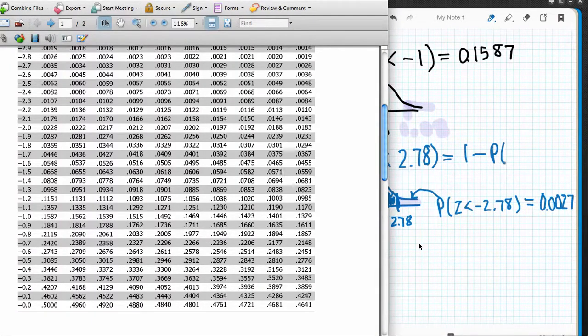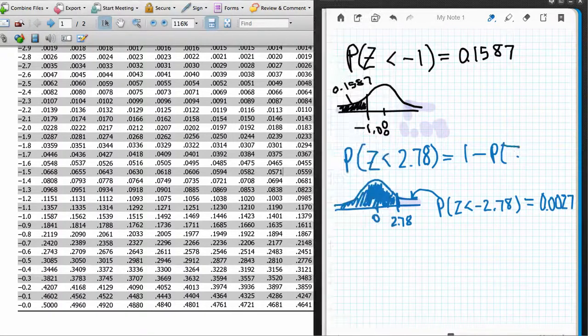So I'm going to do 1 minus this probability down here of a negative 2.78. My z is being less than a negative 2.78, and I can put it in that way, or I could even say greater than a positive 2.78. It doesn't really matter. This is going to be 1 minus 0.0027. Now you can put that in your calculator if you need to, or you can just do the subtraction.